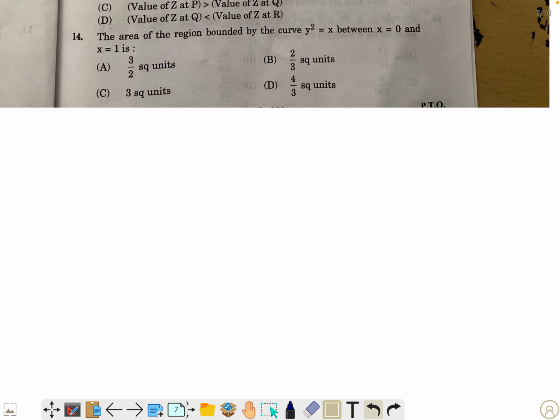I'm sorry, it is a blink error. 14th question. The area of the region bounded by the curve y square equal to x, between x equal to 0 and x equal to 1. So y square equal to x, in the sense we can write y equal to root x.